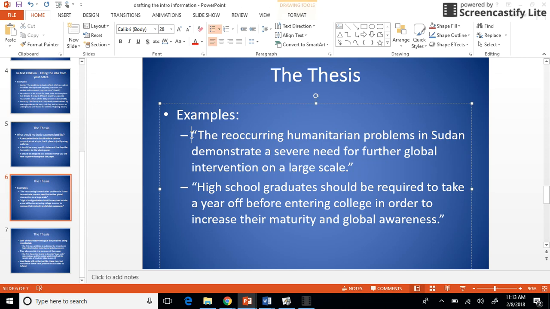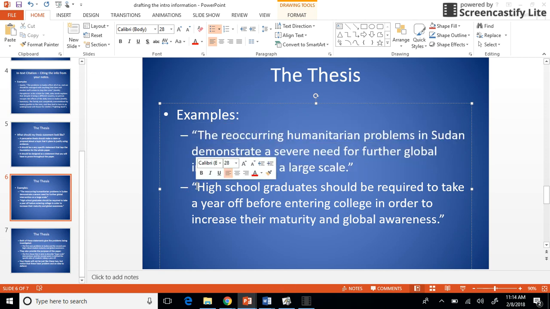So I've given you a couple of examples here of what I mean by a thesis statement. And again, this is the last sentence of your introduction. It should be something kind of similar to this. The reoccurring humanitarian problems in Sudan demonstrate a severe need for further global intervention on a large scale. So you see how that's just telling me what the problem is, and it's maybe even kind of saying this is something that needs to be done. Okay, that's not giving me all the detail of the paper. That's going to come later. This is just sort of like the core. This is like what the focus of the paper should be.